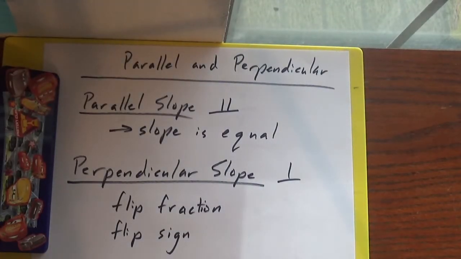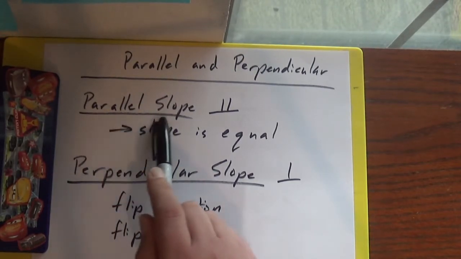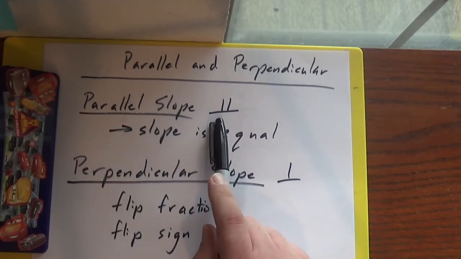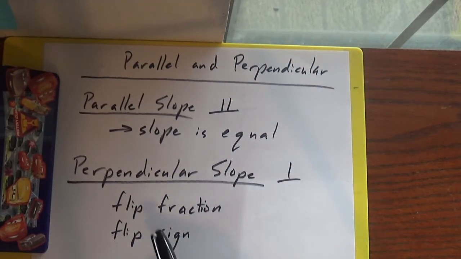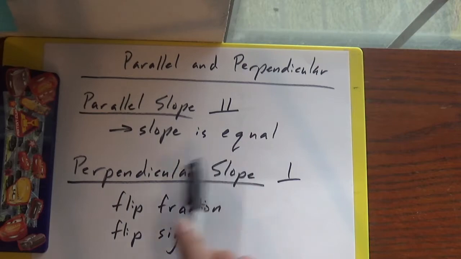Back to Lake Math. Today we're going to talk about parallel and perpendicular. So if your slope is parallel, this is how the math people write it, because writing words is just too long. You got two lines, a little line there. That means your slope is equal. So if you got two lines and they're parallel, they both have the same slope.